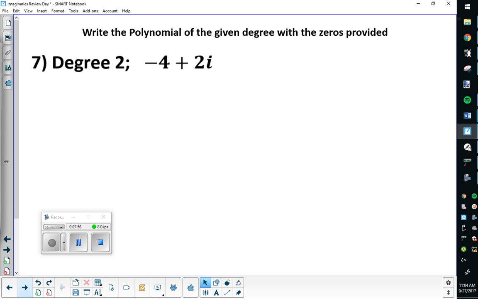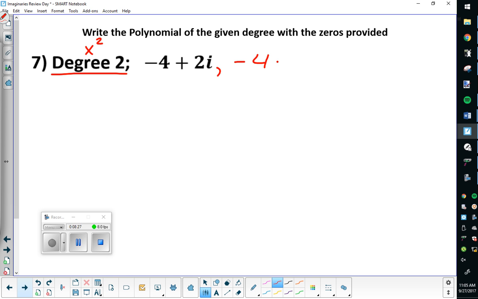Okay, on the back side it says write the polynomial of the given degree with the zeros provided. So it says the degree is 2. That means when we get done, we better have an x squared problem. That's what the degree of 2 means. All right, it means we have how many answers if your degree is 2? You're going to have 2 answers because it's a degree of 2. Negative 4 plus 2i is a root. It's telling you that. So I have negative 4 plus 2i is a root. What else is going to be a root?